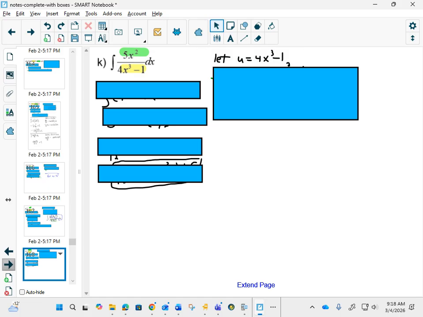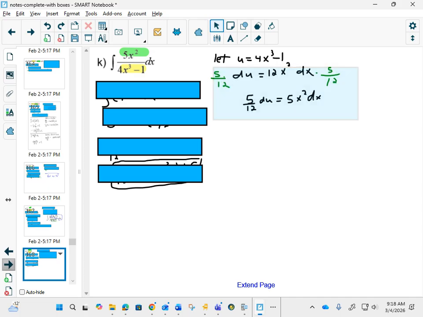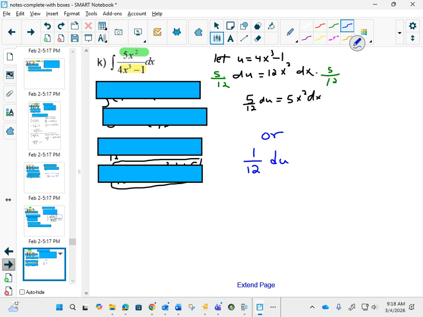So I do my u is 4x cubed minus 1. I see that as it's on the bottom. I include the -1 because I want to include all of that. So my bottom becomes really straightforward and simple. But my du gives me a 12x squared. I want a 5x squared. Okay. So I got the 5x squared by multiplying by 5/12. I don't mind that. I also don't mind if you just did this.